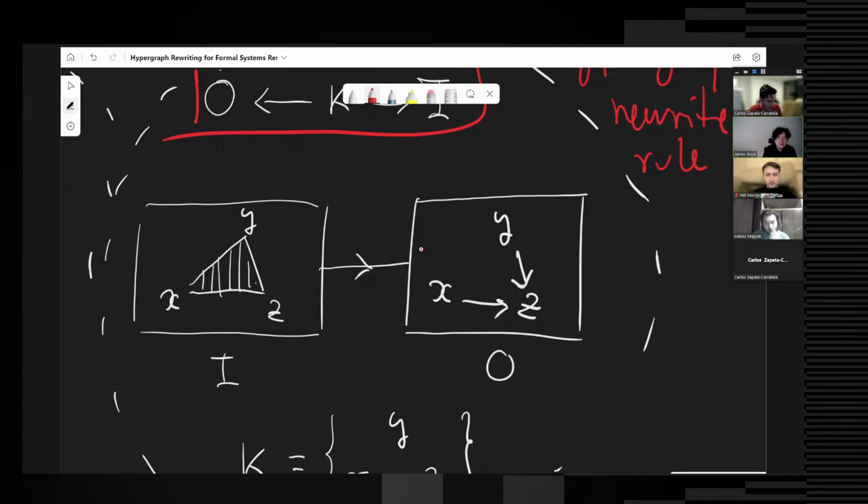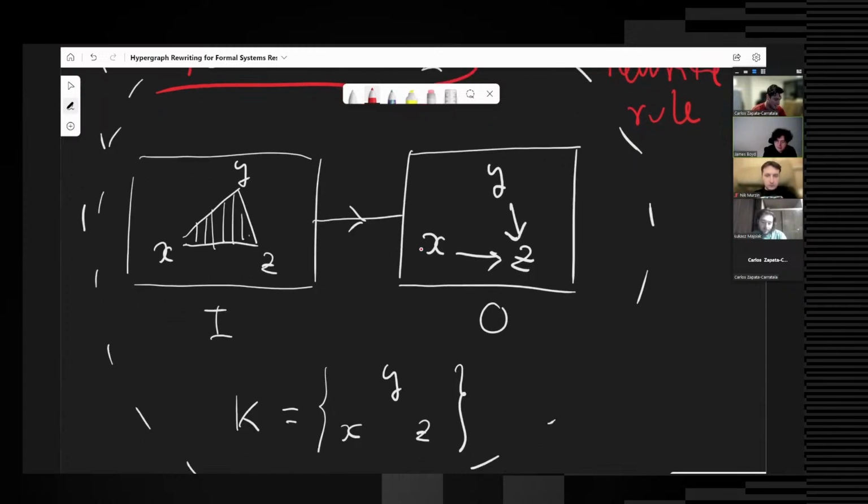And then the rewrite in this particular case takes this undirected hyperedge to two directed edges between X, Z and Y, Z, right? Just one example. So that new hypergraph is the output. The context is the thing that is preserved.